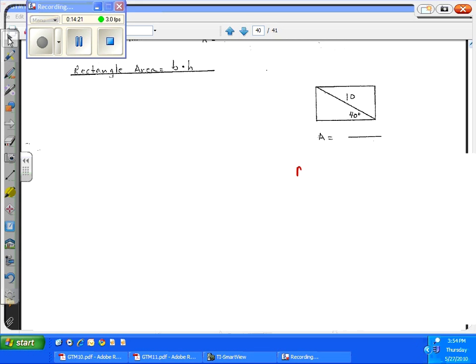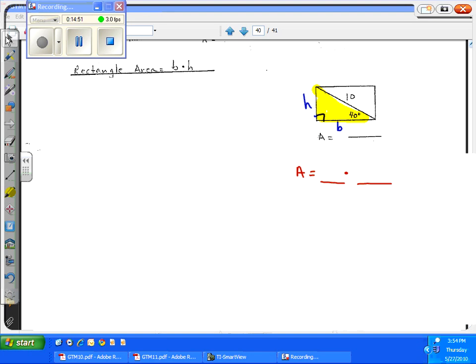Okay, question number 6. We want the area. Area is base, which we don't know, times height, which we don't know. So we need to find the base and height. We know that it's a rectangle. I'm going to call the base B and the height H. And we're going to use half of that rectangle, which is a right triangle, to find our base and height.